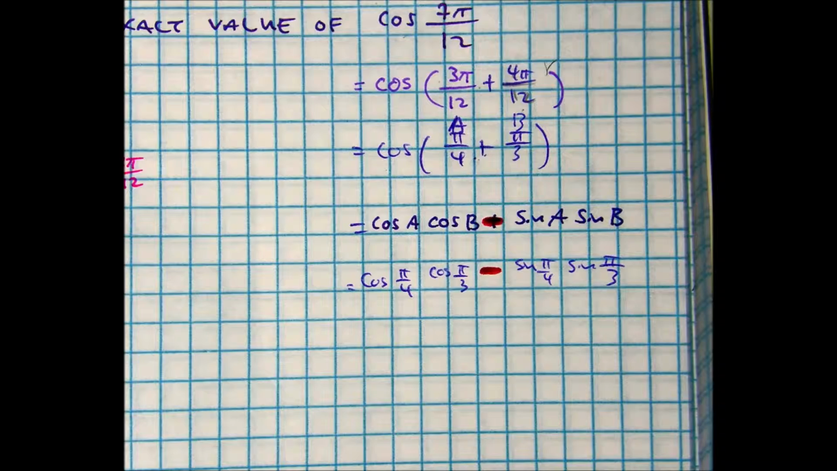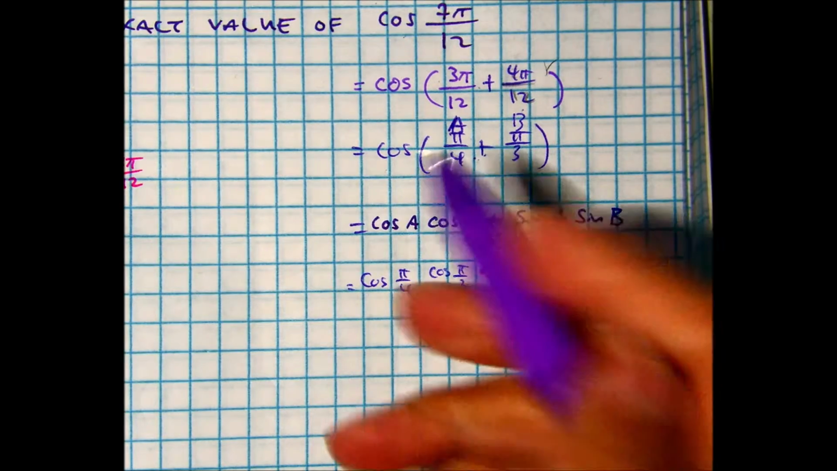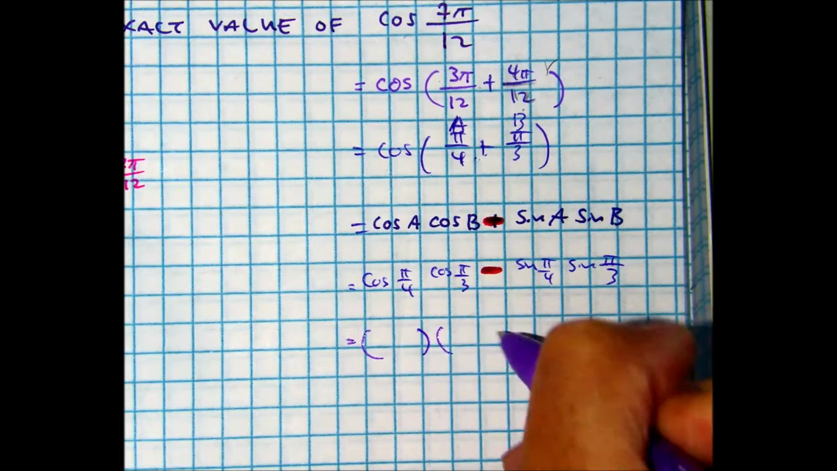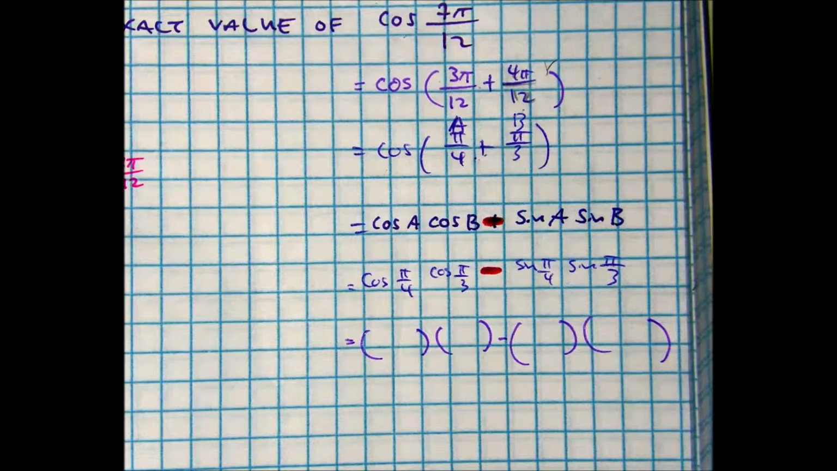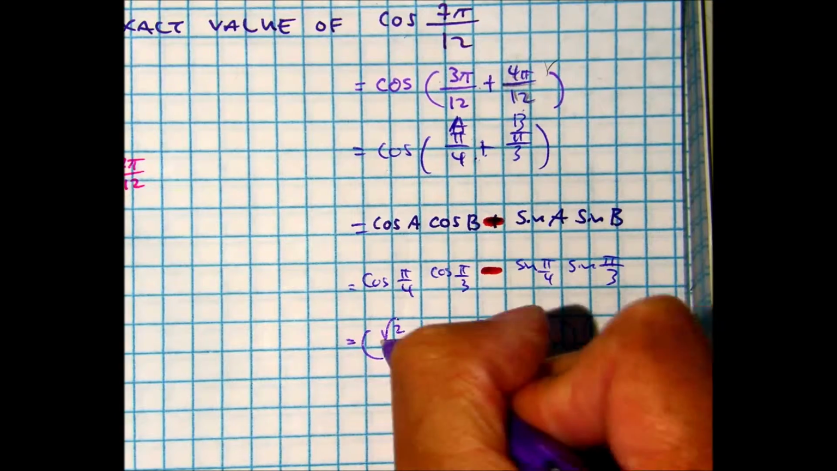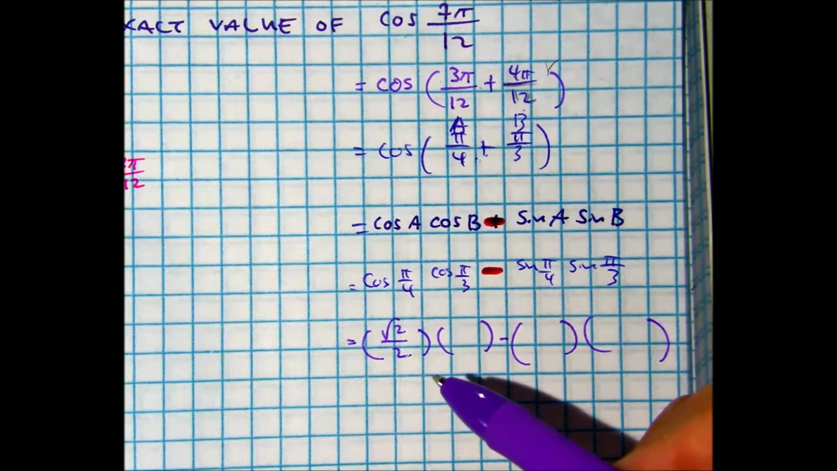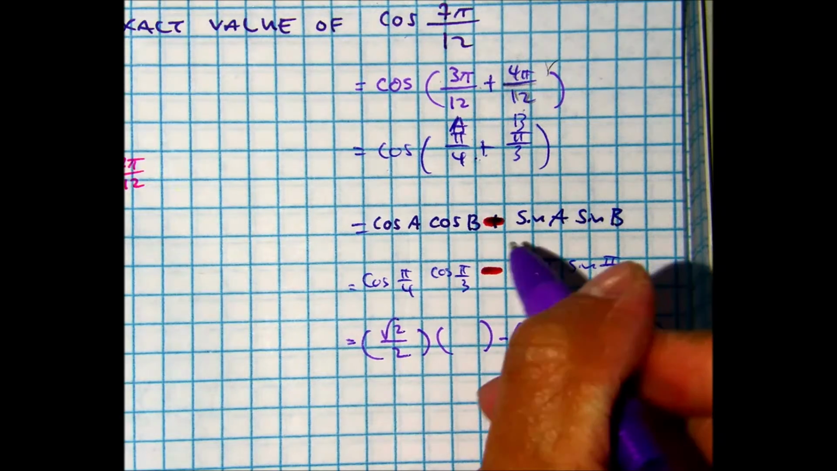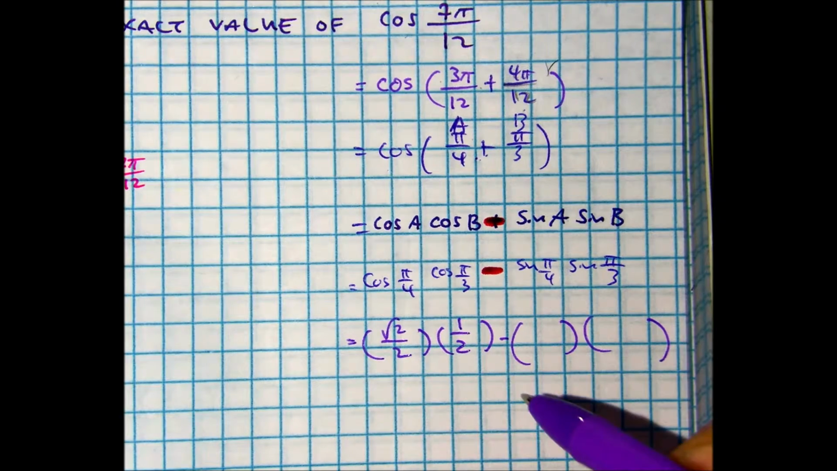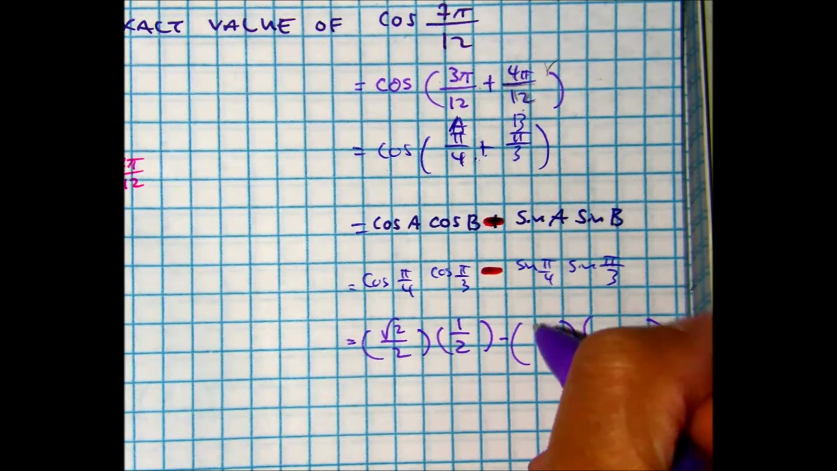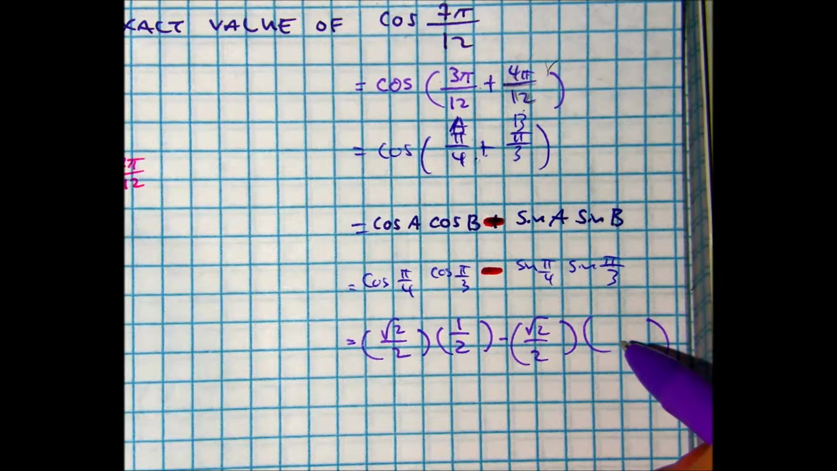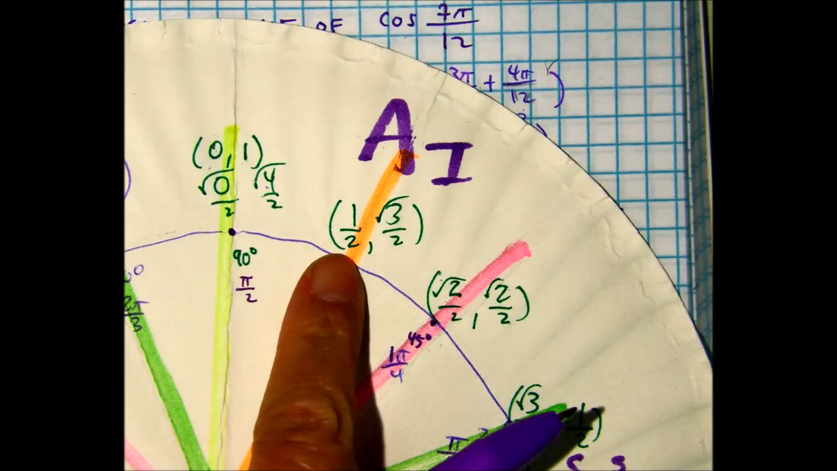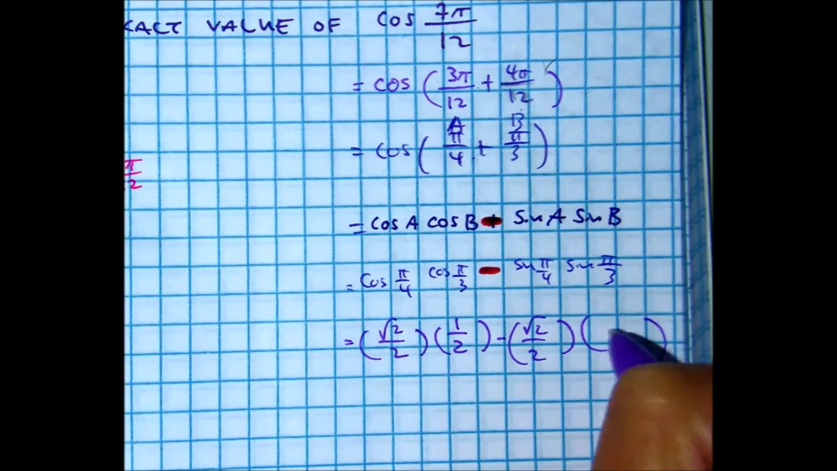Natalie, cosine at pi over 4. Correct. Natalie, cosine at pi over 3. Correct. Natalie, sine at pi over 4. Correct. Natalie, sine at pi over 3. Remember, it's cosine, sine, so radical 3 over 2.